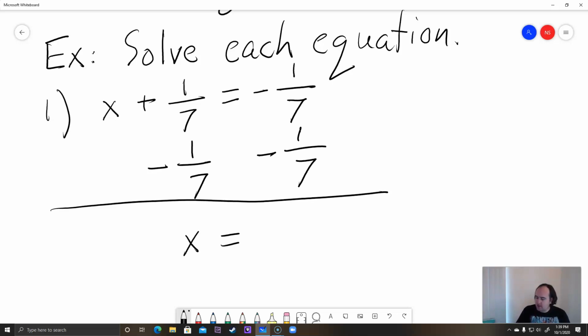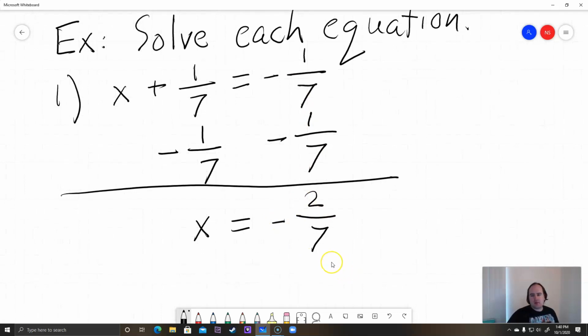And on the right side, because these are like fractions and they're both the same sign, we keep the sign and add. We're adding 1 plus 1 is 2, but we're keeping the sign, which is negative, so we get negative 2/7. Because the denominators are the same, we keep the denominator and then add or subtract the numerators. And that's actually the whole problem.